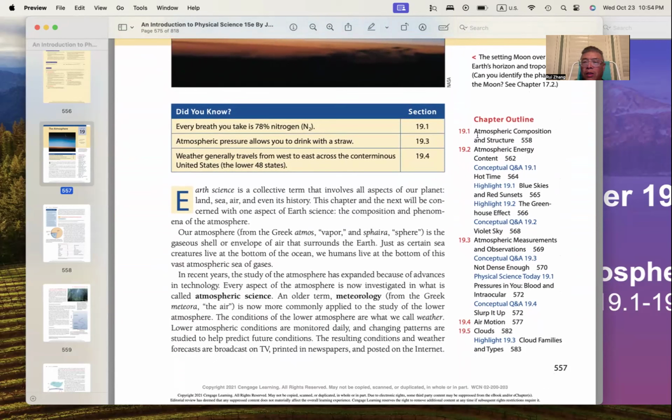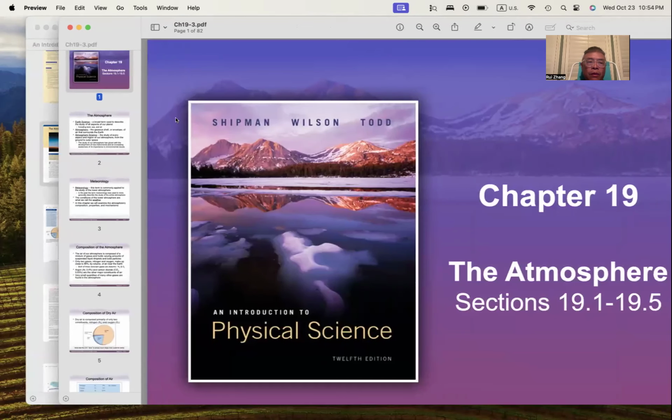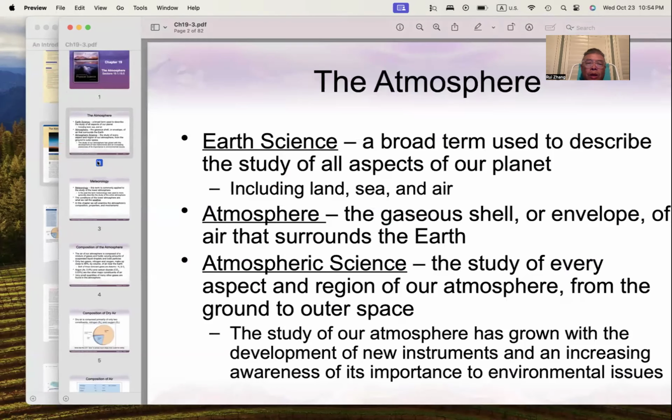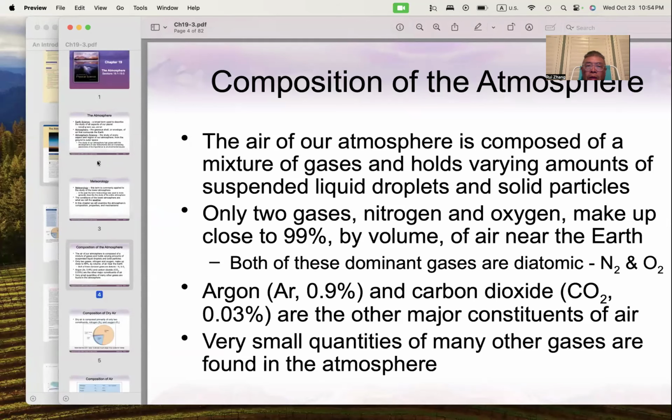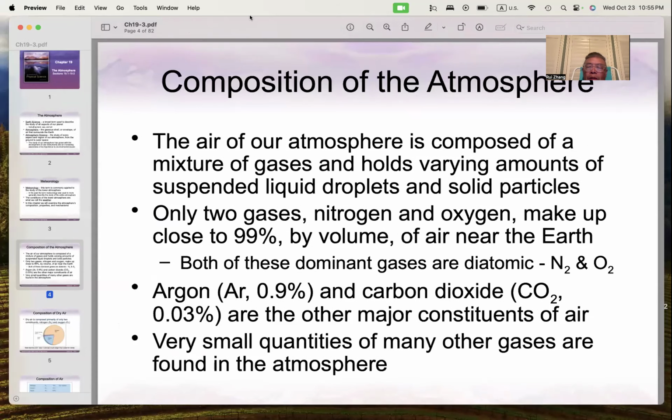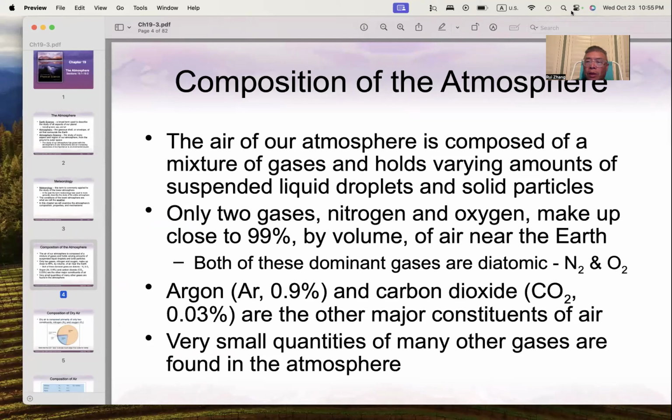The first section is about the composition and structure. You can read everything; it's not that difficult to read every slide here and understand the basic definitions. But I'm going to point out some important things. In the first section, the most important thing is the composition of the atmosphere.